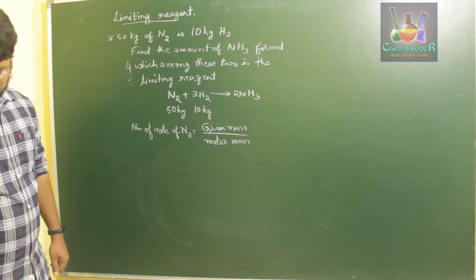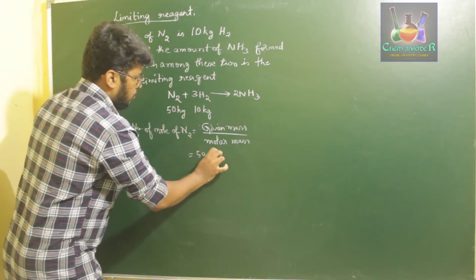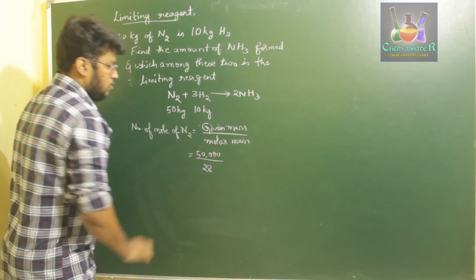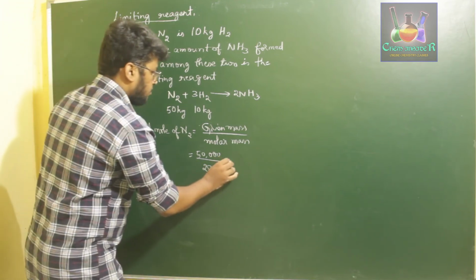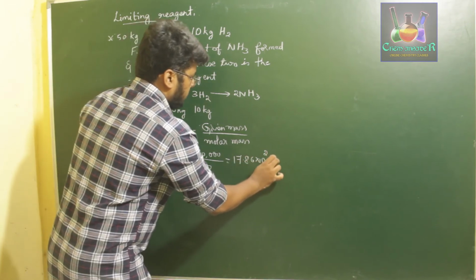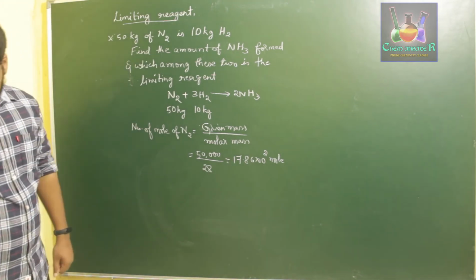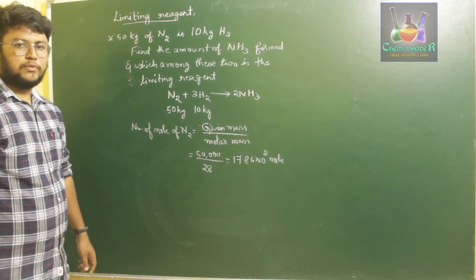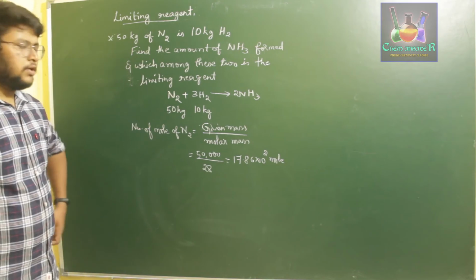The given mass is 50 kilograms, that is 50,000 grams, divided by the molar mass of nitrogen, which is 28. On dividing this we get 17.86 × 10^2 moles. So 50 kilograms of nitrogen has 17.86 × 10^2 moles of nitrogen.